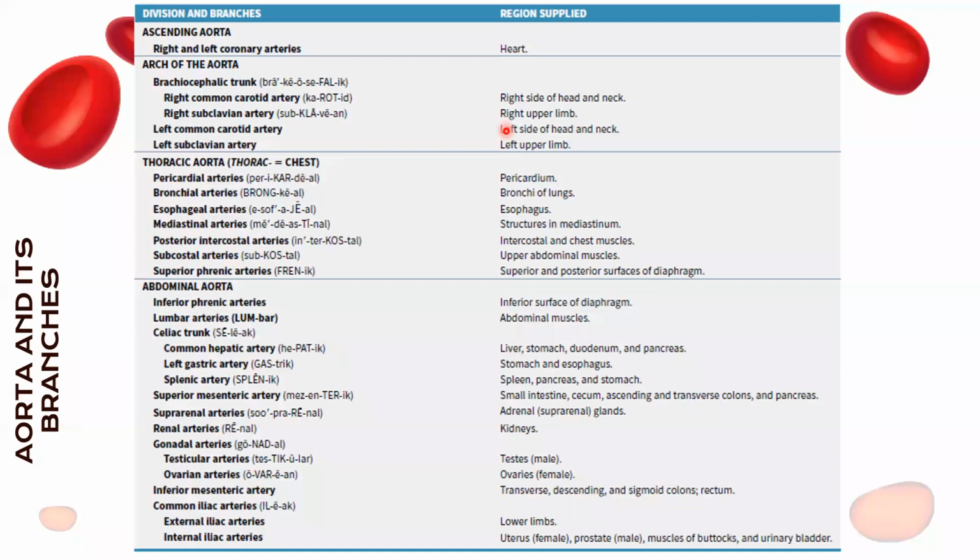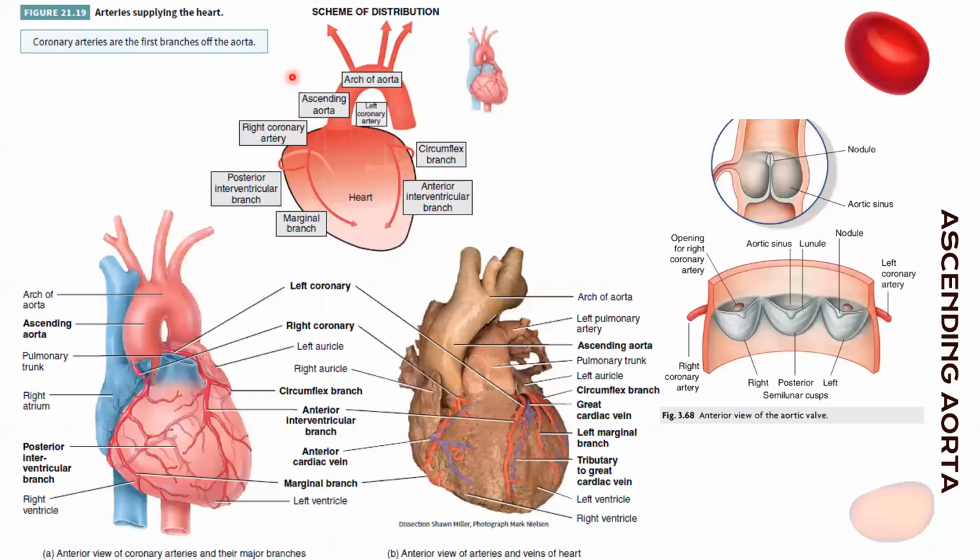Here is a table with the different branches of the ascending aorta. Your coronary arteries are also branches coming from the aorta. This is the ascending aorta. This is the arch of the aorta. The arch of the aorta primarily has three main branches.